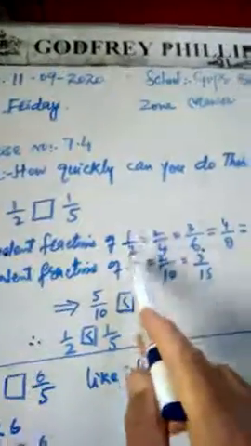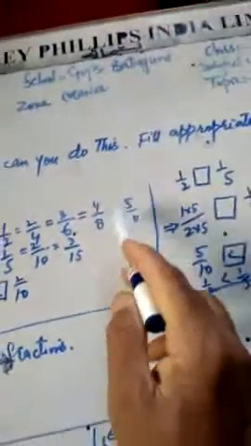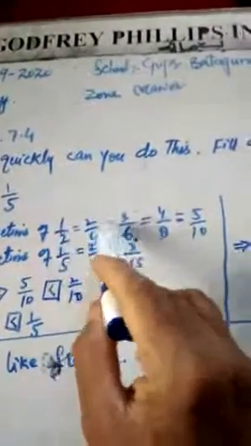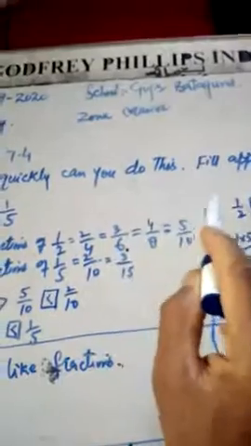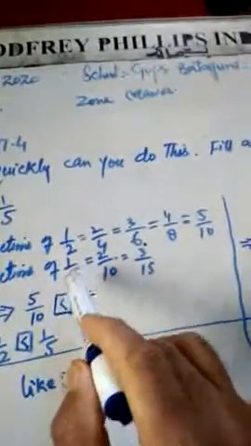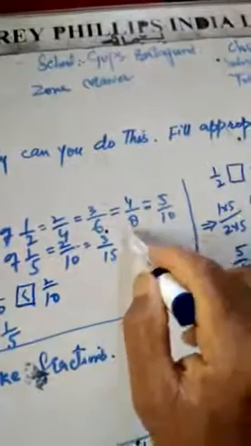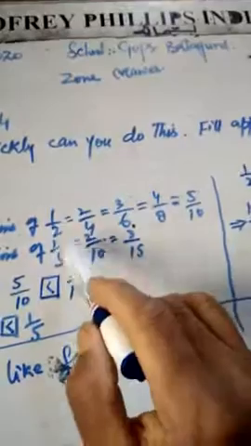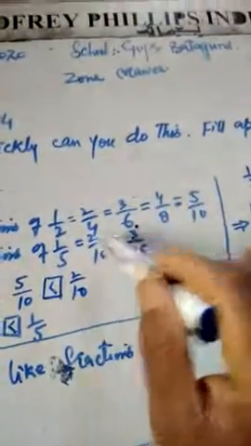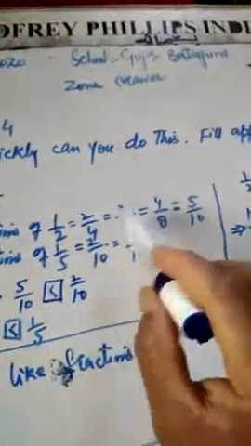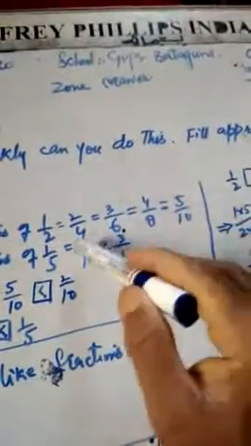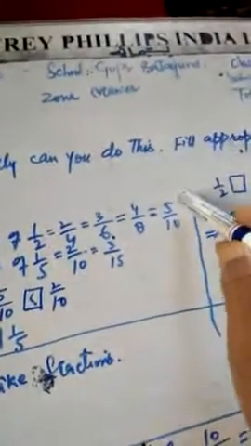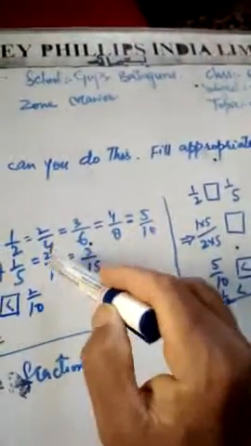Equivalent fractions of 1 by 2 are 2 by 4, 3 by 6, 4 by 8, 5 by 10. Multiplying both the numerator and denominator by the same number, we can find the equivalent fractions of any fraction. The equivalent fractions of 1 by 5 are 2 by 10, 3 by 15 and so on, multiplying both numerator and denominator by the same number. I have already told you how we can find equivalent fractions. Then we choose the equivalent fractions of 1 by 2 and 1 by 5 having the same denominator, that is, here it is 5 by 10, here it is 2 by 10.